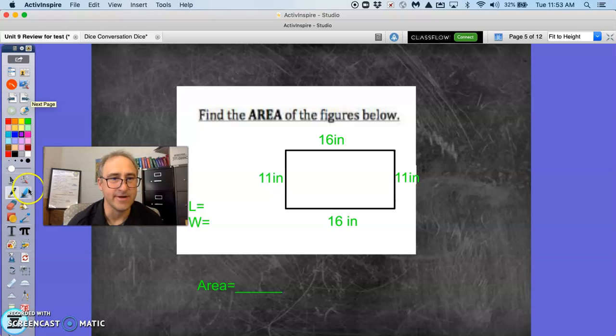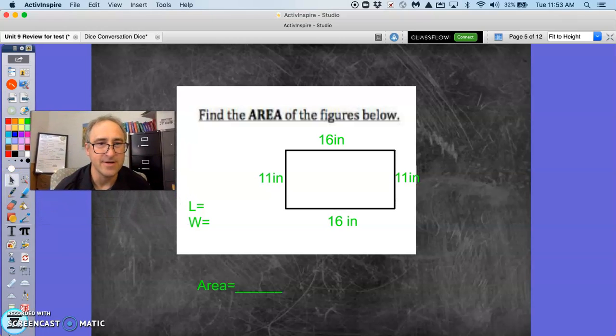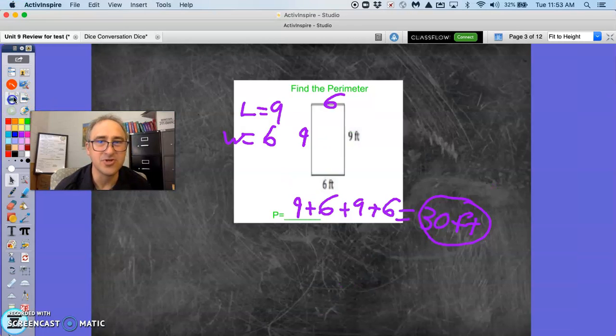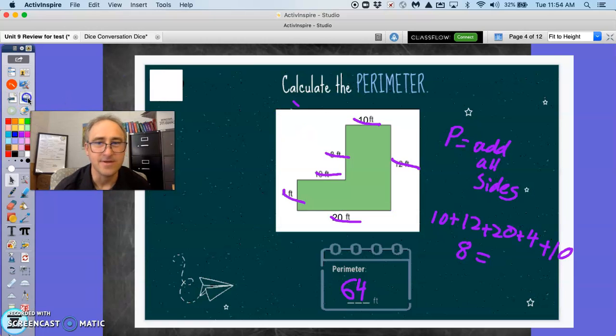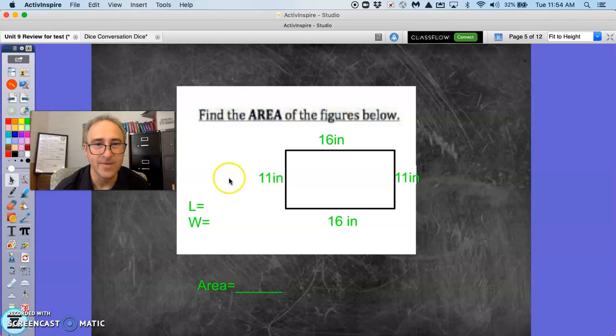Uh-oh, area. I don't remember area. Did I write it down in my notes? Do I need to look back at the first sheet here? Area of a rectangle, length times width. Good thing you wrote it down. Length. Let's say the length, we can choose either number. I'm going to choose on this one.